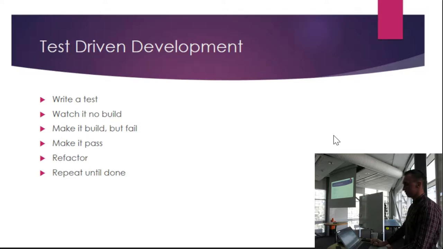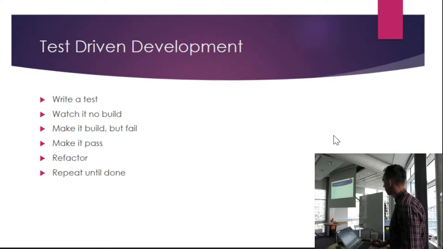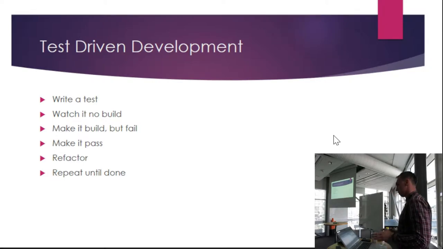Let's see how test-driven development looks. There are a few points. First, we write the test. Before starting development, we should write some kind of test list which matches our requirements. Then, sometimes, we try to build it and it won't even compile. Then fix the linker errors. So you will be able to run it, but the test will fail.